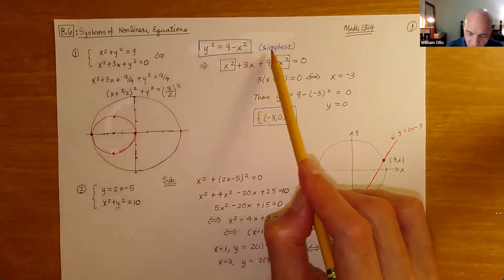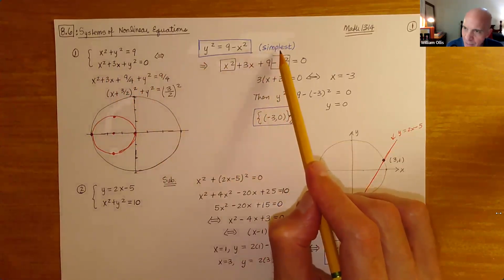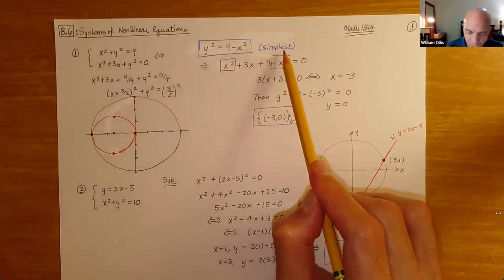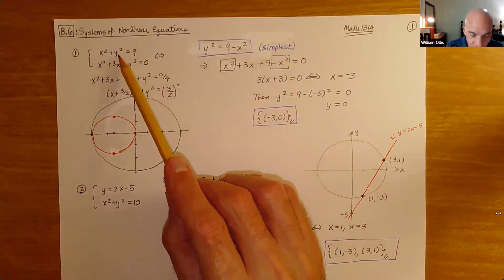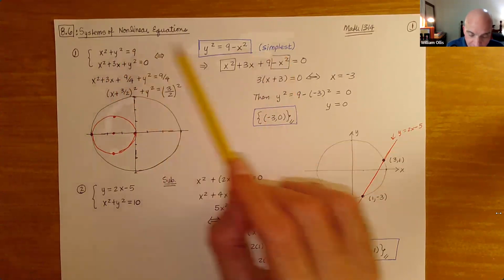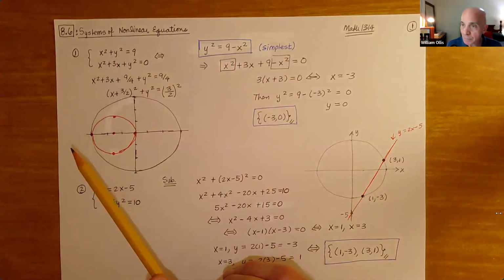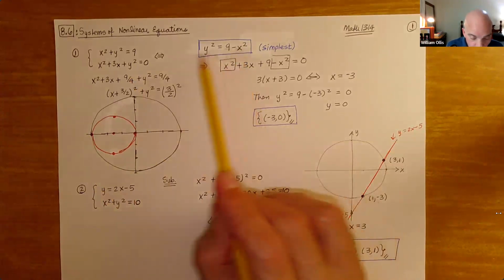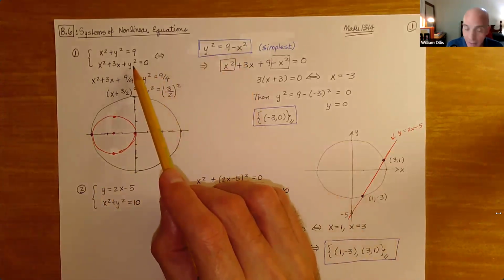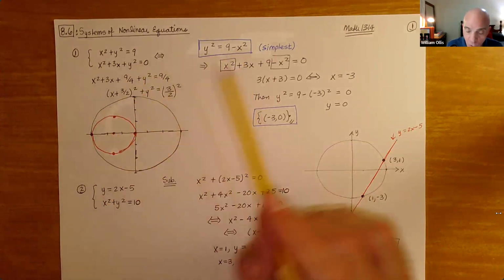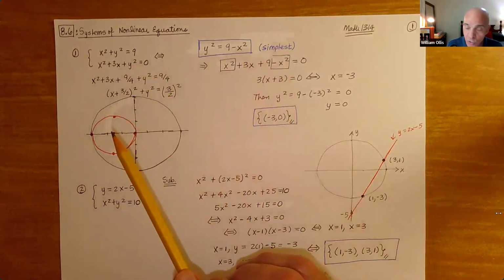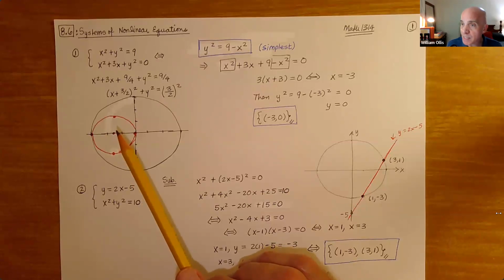So what I wrote here in blue was simplest, but let me share with you why I wrote that. Notice if we solve for y squared, ladies and gentlemen, we get 9 minus x squared. And so we have one occurrence of y, and that is as y squared in the second equation. So we can use a substitution technique because that will be the simplest.